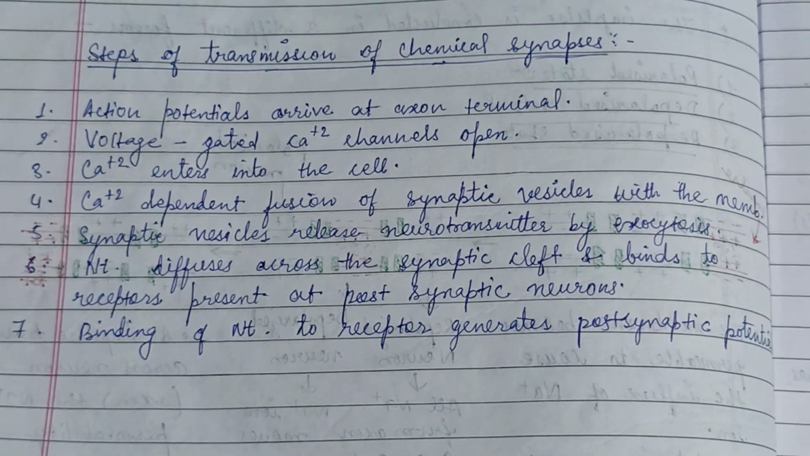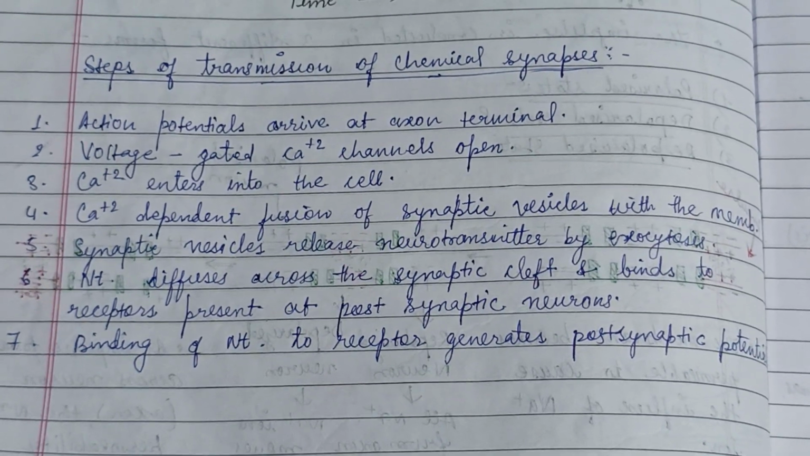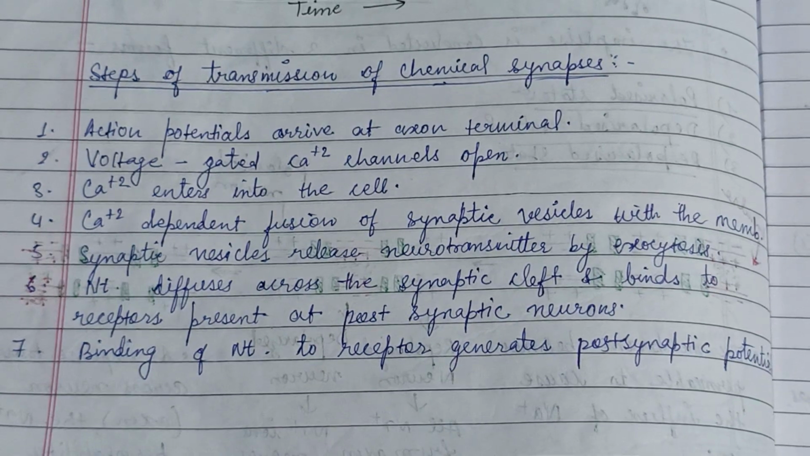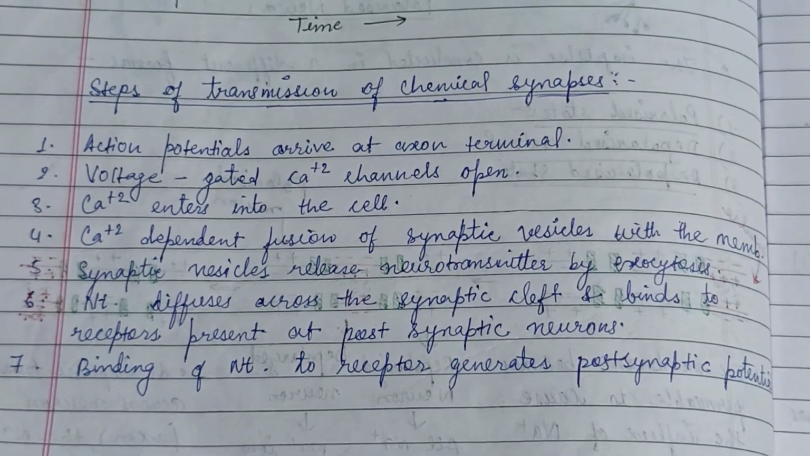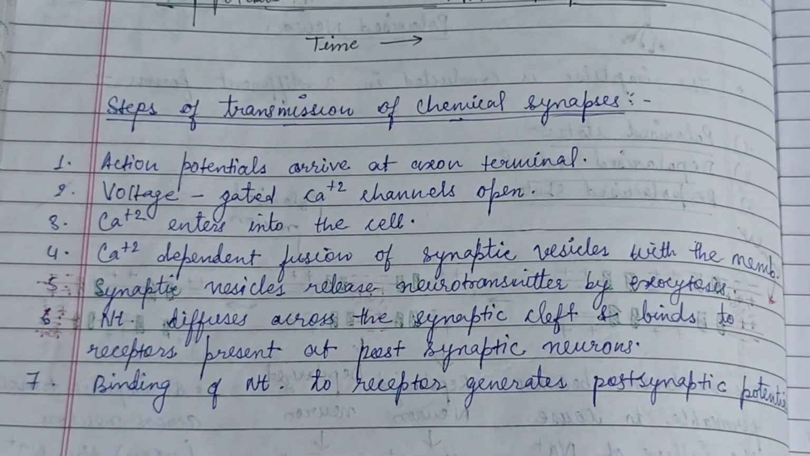by exocytosis. The neurotransmitter diffuses across the synaptic cleft and binds to the receptor present at the postsynaptic neuron, and the binding of the neurotransmitter to the receptor generates a postsynaptic potential. So these are the steps of the chemical synapse.